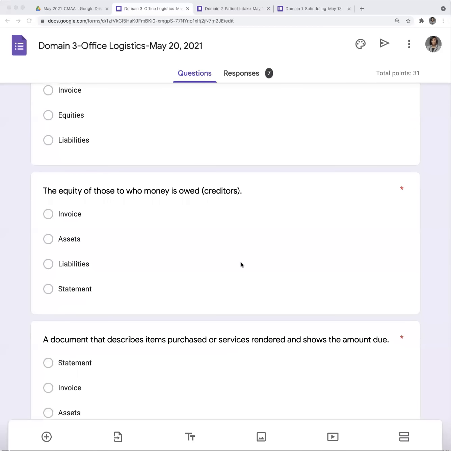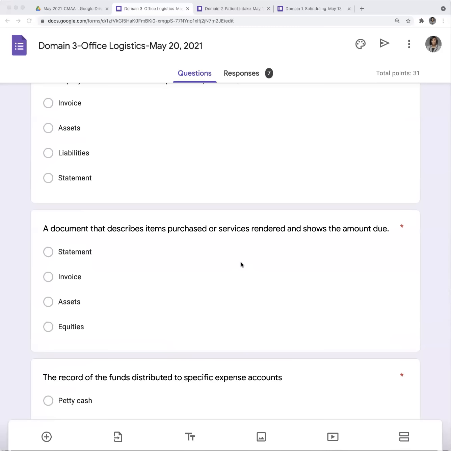The equity of those to whom money is owed. Liabilities. All right, here we go. A document that shows the items purchased or services rendered and shows the amount due. Invoice. That is an invoice.